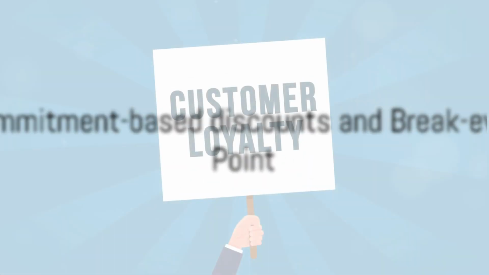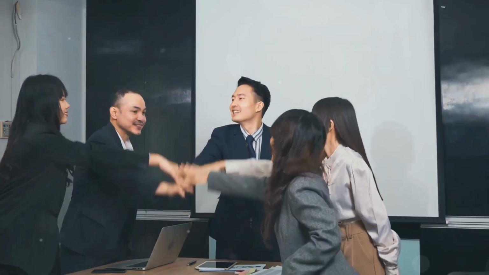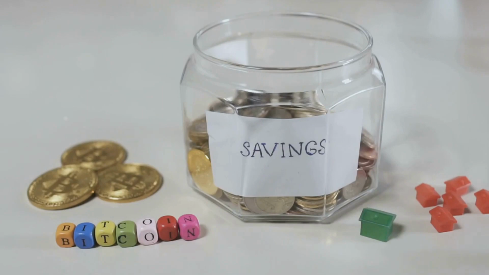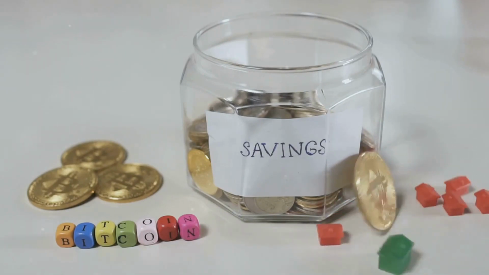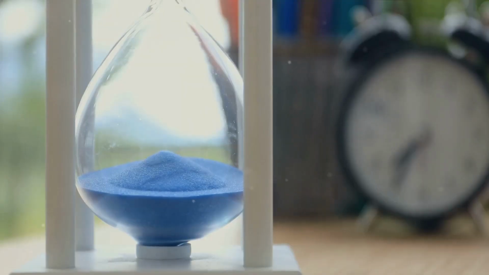Next up is commitment-based discounts. These are discounts offered by cloud service providers in exchange for a promise to use a minimum level of resources. Think of it as a loyalty program. The more you commit, the more you save. The break-even point is closely related to this. It's the estimated time it takes to fully pay off the cost of a commitment-based discount.